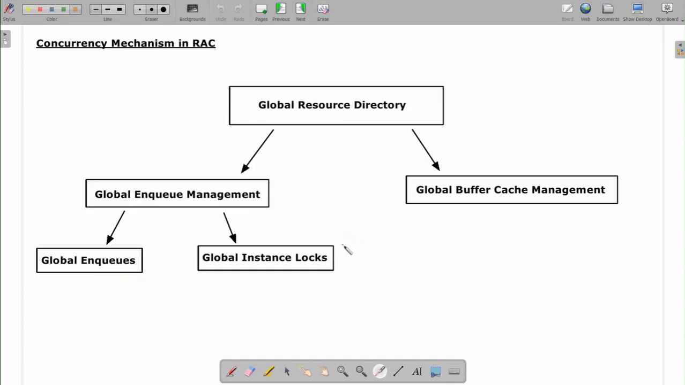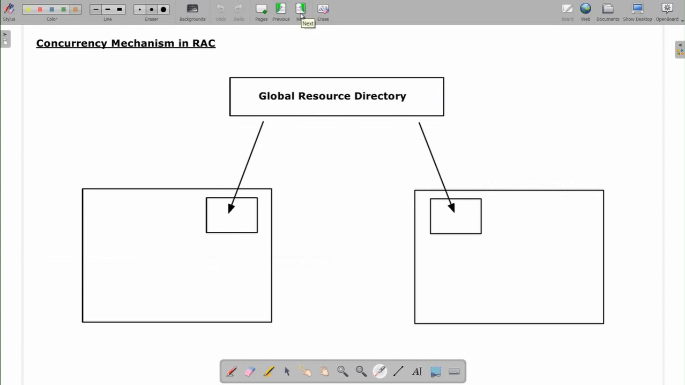And also global instance locks, library cache access and row cache access. I want to manage this information globally. Okay, so all this information is saved in the global resource directory. So where is the location of the global resource directory? The location is the shared pool. And this location is accessed by the global enqueue service background processes and the global cache service background processes as well.